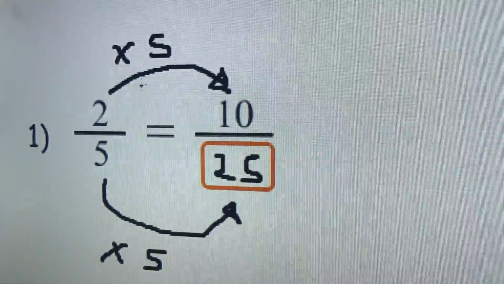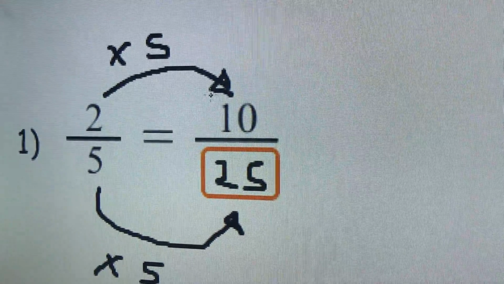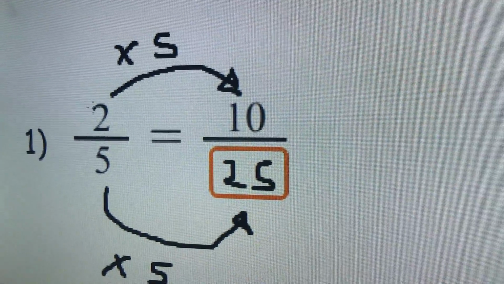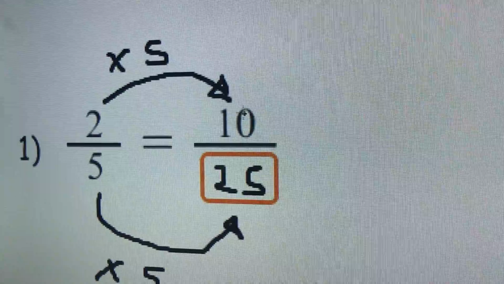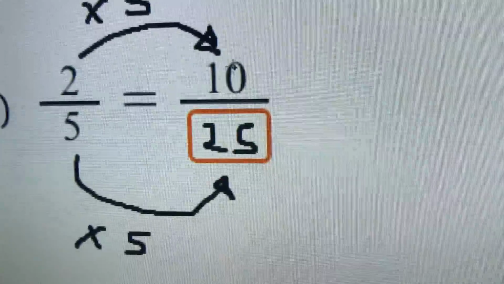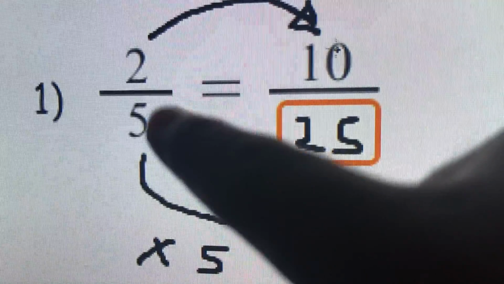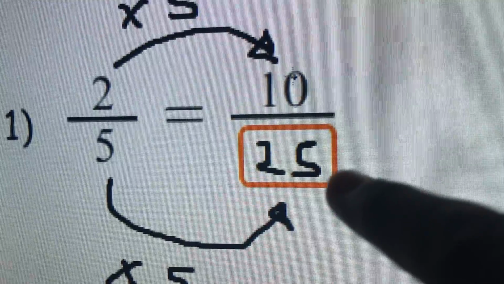That magic number multiplied by 2 gives me 10. So 2 times 5 is equal to 10. It's kind of like division, remember? And we're gonna use that same magic number over here, and we're gonna multiply with this. 5 times 5 equals 25.